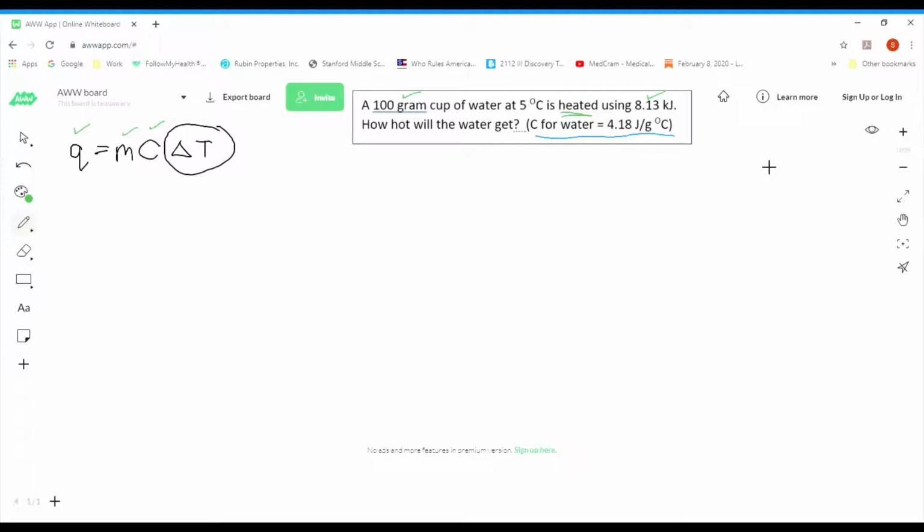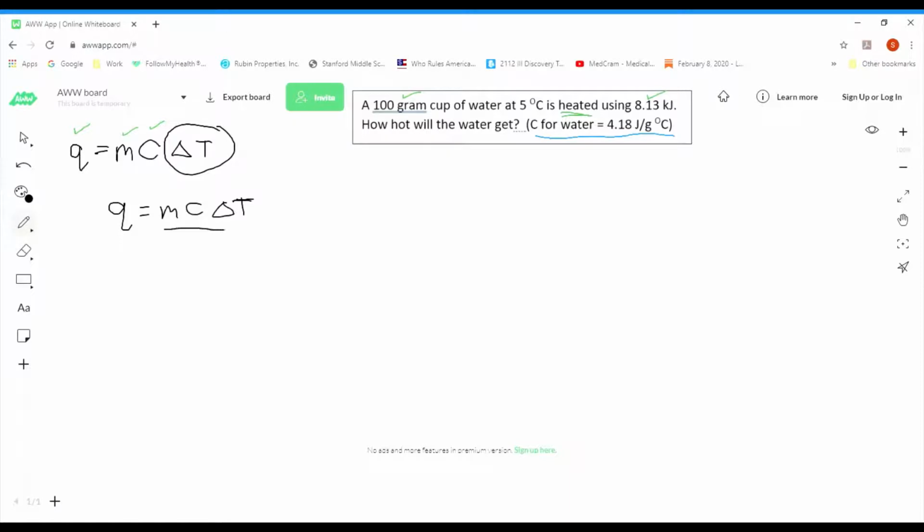Now, what I'm going to do here is solve for delta T first, and then plug in. We could plug in right now, plug the Q in here, 8.13 kilojoules, plug in the mass here, plug in the C here, and then solve for it. But it seems to be less messy to move letters around first. That way we just have to cross out letters. So if we want to solve for delta T, Q equals M times C times delta T. We want delta T by itself, whether it be on the left or the right, it doesn't matter.